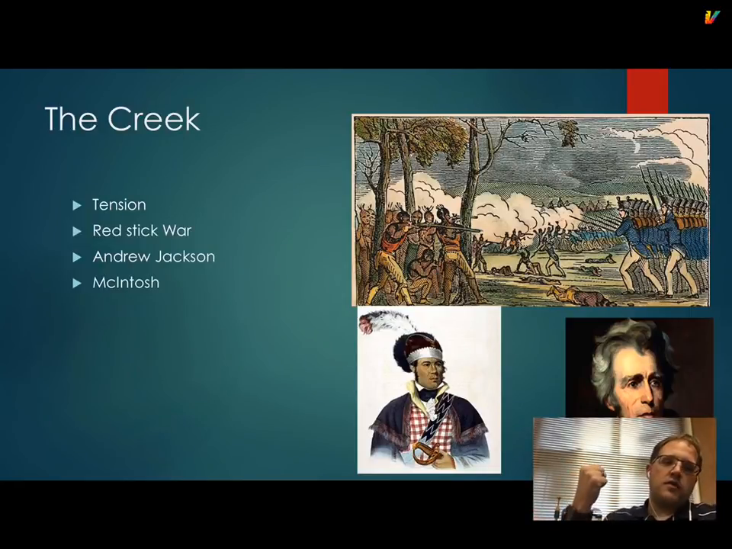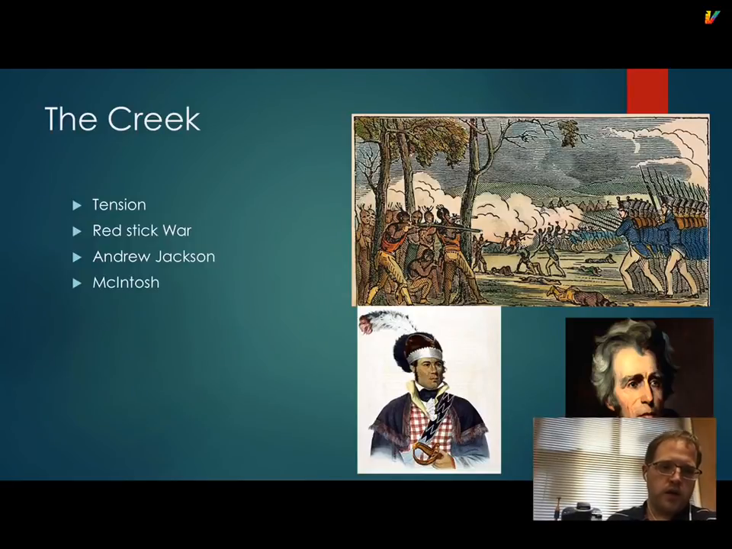The Red Sticks said, we should fight, we should try to keep our land. The White Sticks said we should not do that, and they started fighting each other until eventually the Americans got involved. Andrew Jackson shows up and fights against the Red Sticks, and eventually the Americans are going to win this war. And what happens is the Creek are forced to sell millions of acres of land back to the American government. And the rest of the land that gets taken away from them happens because of this guy right here.